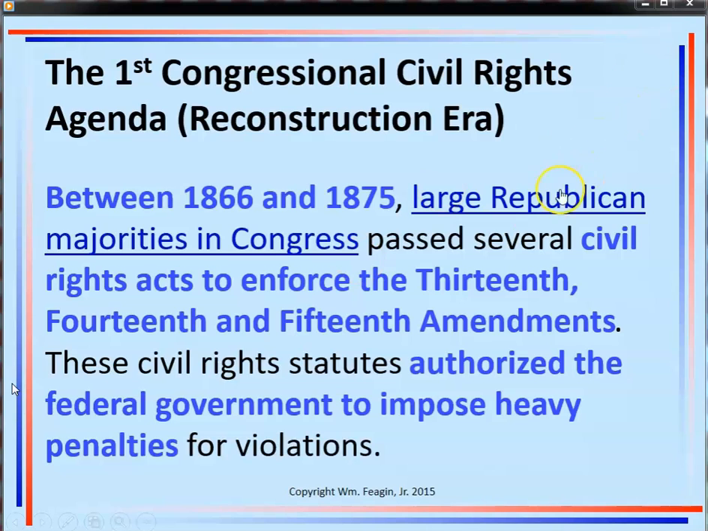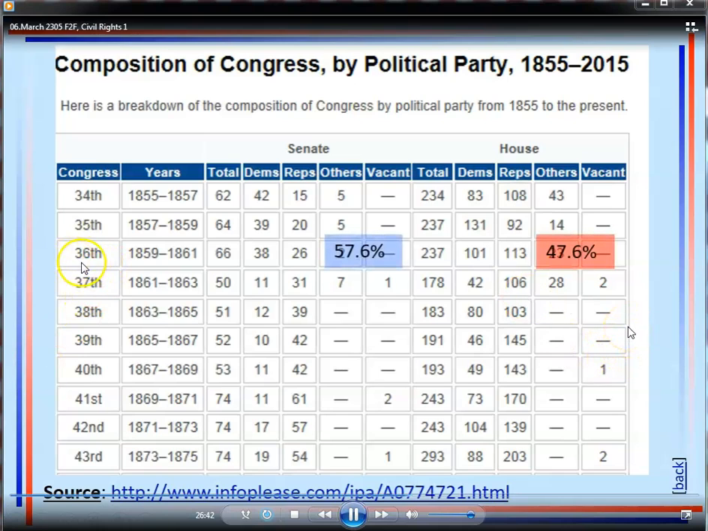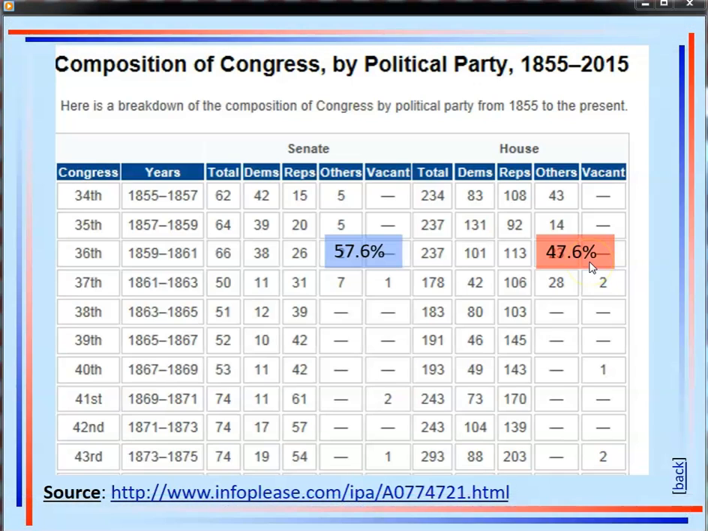And just very quickly here, we'll get back on track with that, but let me just show you what I'm talking about when I say large Republican majorities. Notice in the Congress, the 36th Congress before the Civil War broke out, you had what we today would call divided government. Right? The Democrats had a majority in one chamber, and the Republicans had a majority in the other chamber. Not actually a majority, it's a plurality, but there were several other political parties that had seats in Congress. It was the party that had the most seats in the House of Representatives.